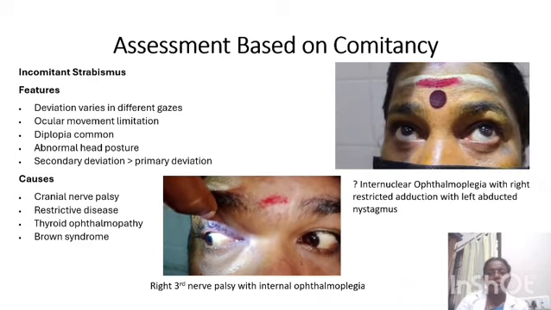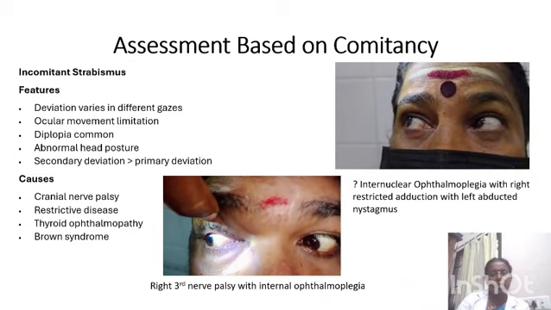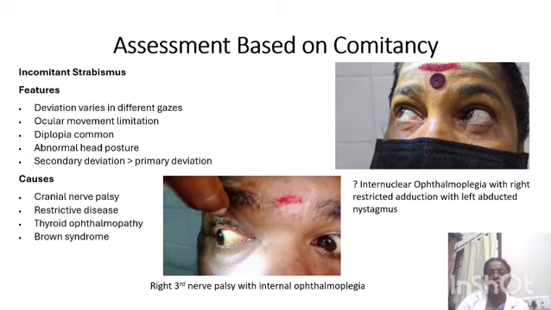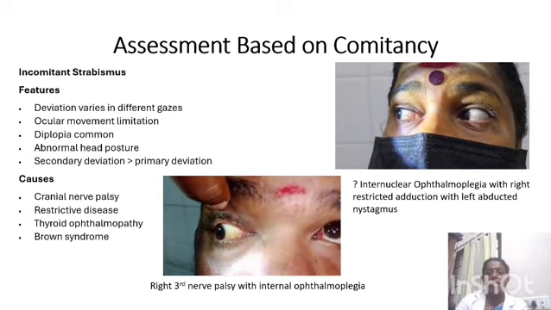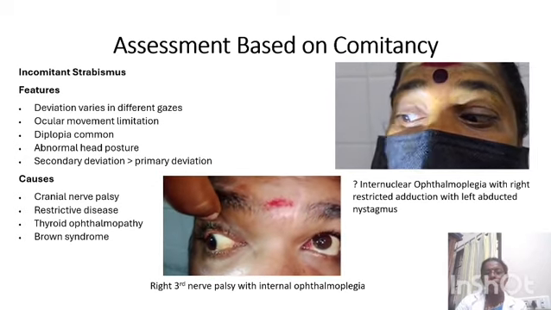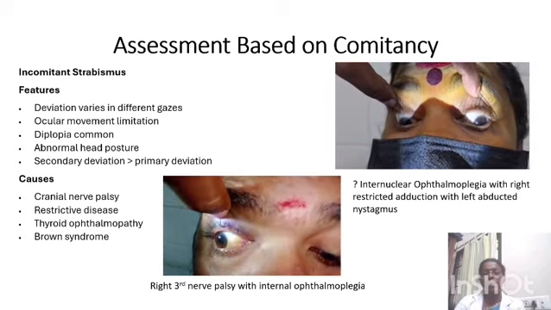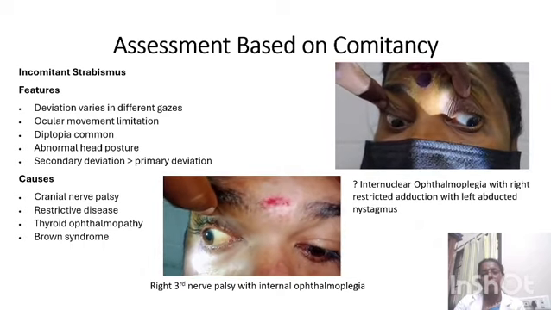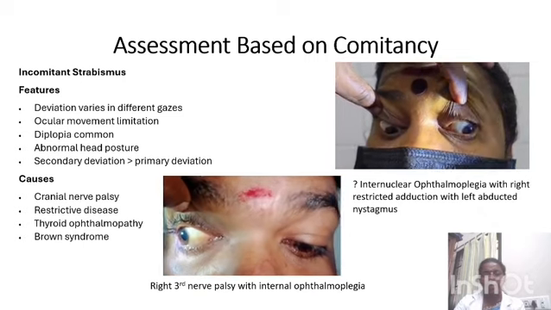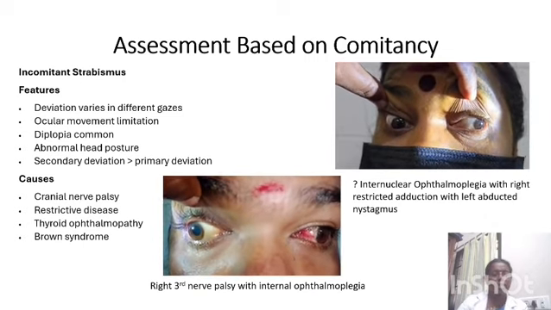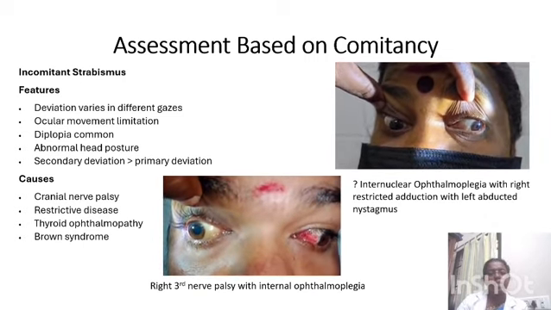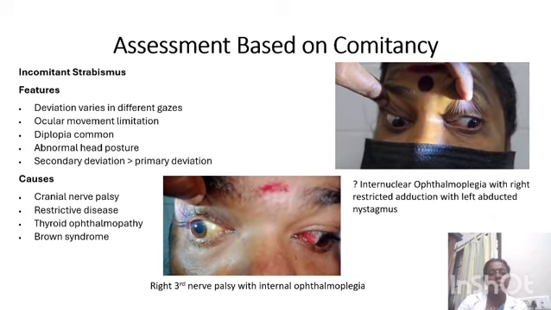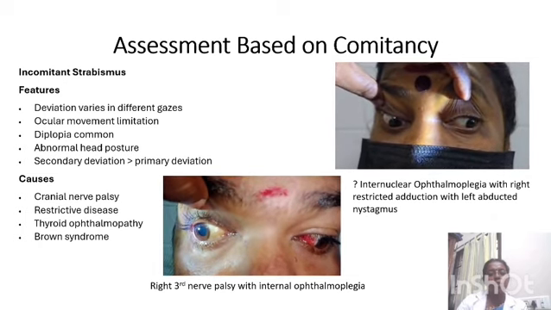Here the first video shows right restricted adduction with left abducting nystagmus. It may be a case of internuclear ophthalmoplegia, and the second one is complete third nerve paralysis with internal ophthalmoplegia. Look at the right eye, which is dilated and drifted outward and downward.